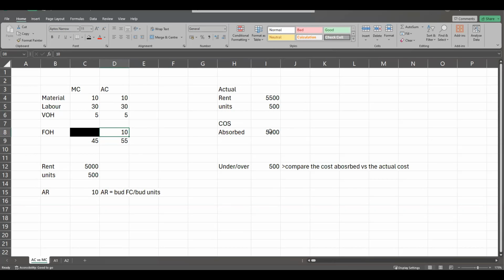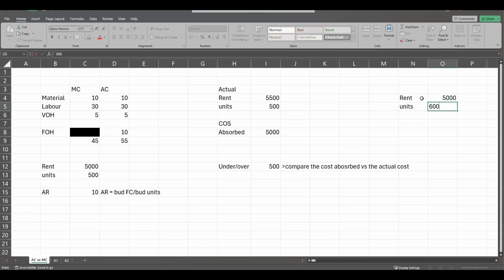We don't retrospectively go back and change the per unit cost because the actual is now different. So that's one way that an under or over absorption can arise: if the actual cost is different to our budgeted cost. Now, the second situation that can arise is if the cost may well be the same, so 5,000, but the units may well be different.